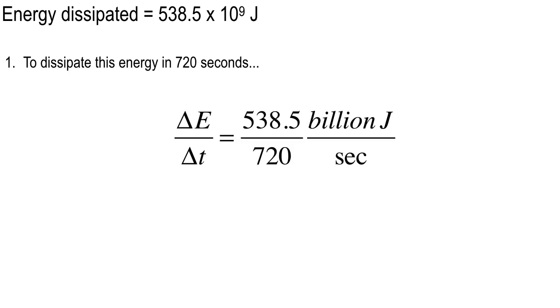But anyways, hopefully most of their flights, they dissipated all that energy very quickly. So here's our dissipation rate, delta E over delta T: 538.5 billion joules and 720 seconds in the denominator. All right, so you work that out. It's basically 0.748 billion joules per second.